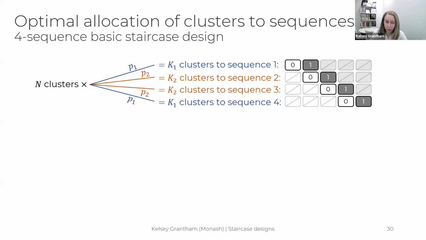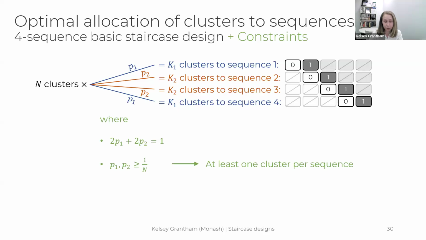We made a simplifying assumption that the proportions would be symmetric, so that we'd be allocating the same number of clusters to the first and last sequences, and the same number to the second and second to last sequences. And then we had 2 constraints on our allocation proportions. The first constraint was that the proportions must sum to 1, and the second constraint that we imposed was that at least 1 cluster be allocated to each sequence. So we had a lower bound on each of these proportions. We wanted to preserve all the sequences of the design, but then we could allocate the remaining clusters however is best.